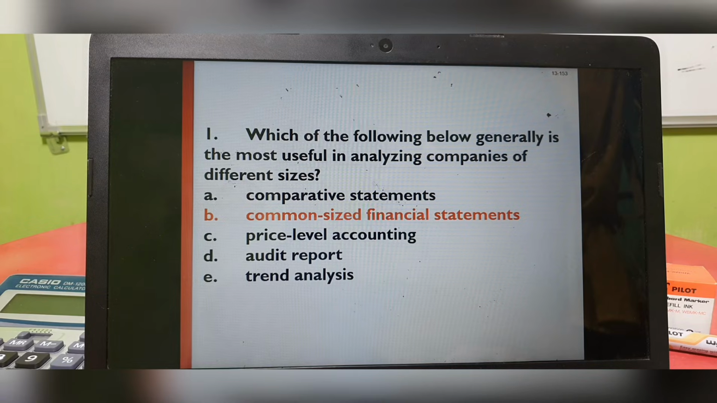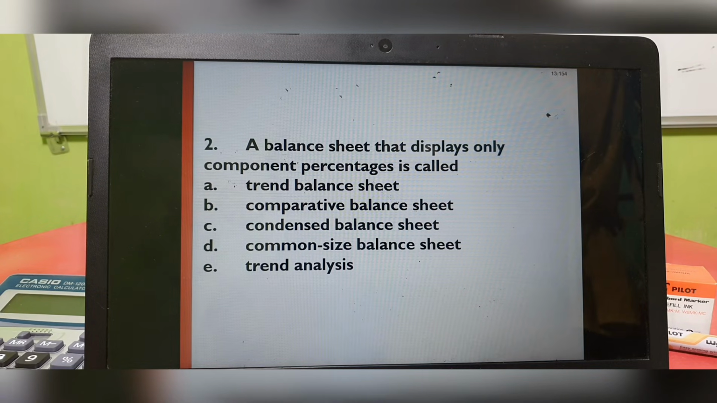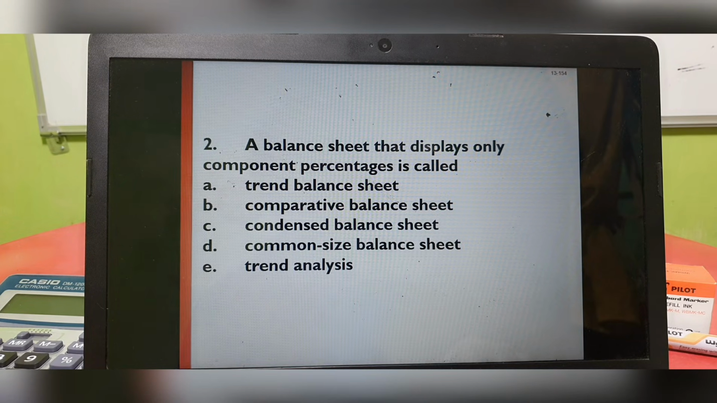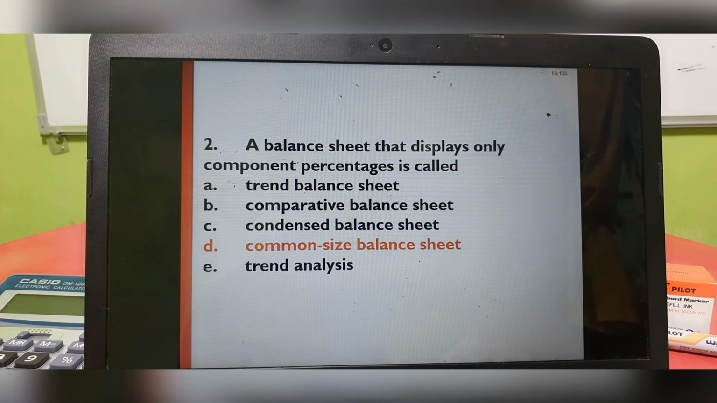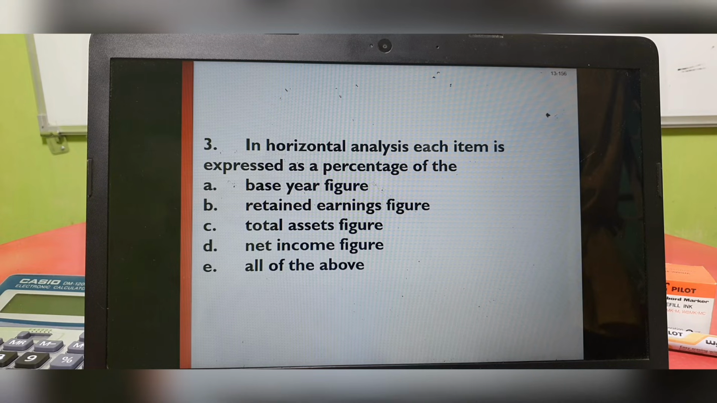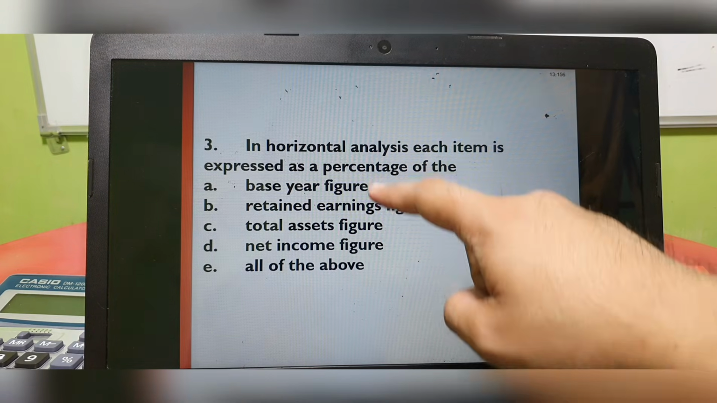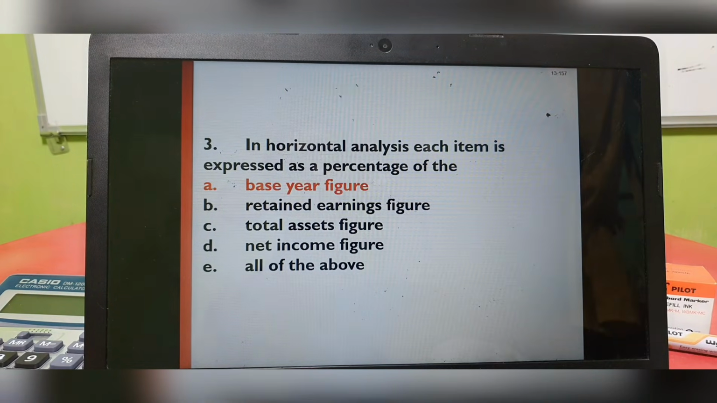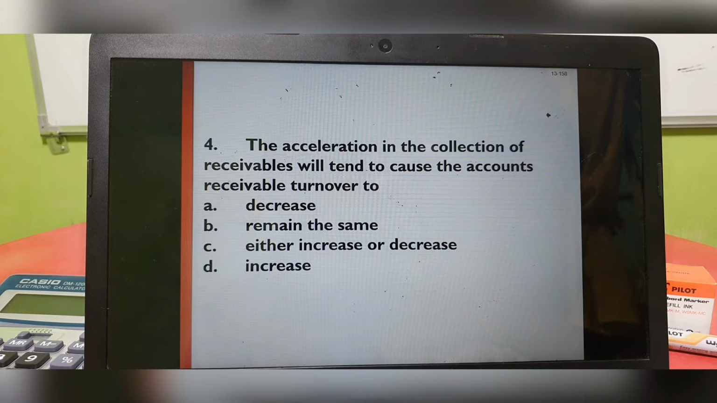Common sized. Okay? A balance sheet that displays only component percentages is called, percentages lang. So meaning that is, ano analysis yon? Vertical analysis or the common size balance sheet. Okay. Number 3, in horizontal analysis, each item is expressed as a percentage of the, which one? The base year figure.